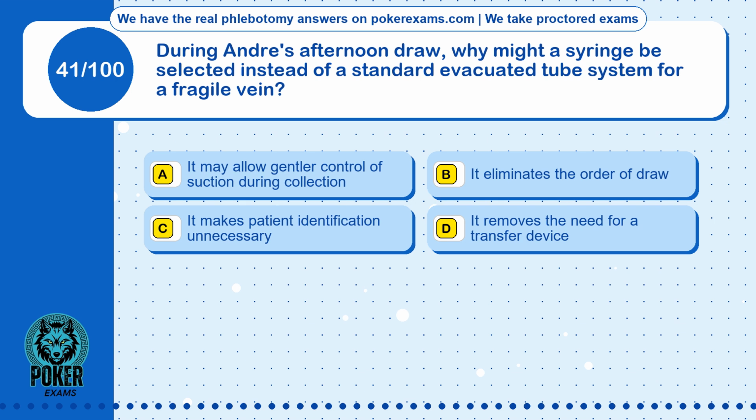Question 41. During Andre's afternoon draw, why might a syringe be selected instead of a standard evacuated tube system for a fragile vein? Option A. It may allow gentler control of suction during collection. Option B. It eliminates the order of draw. Option C. It makes patient identification unnecessary. Option D. It removes the need for a transfer device.